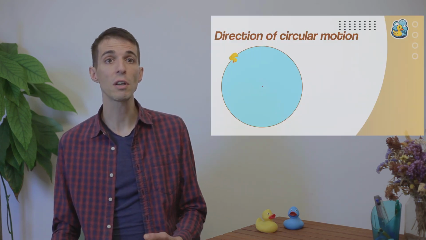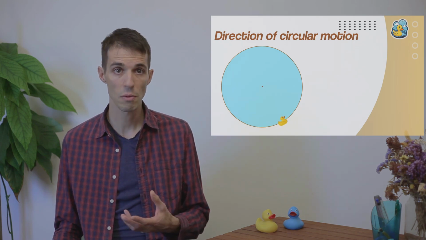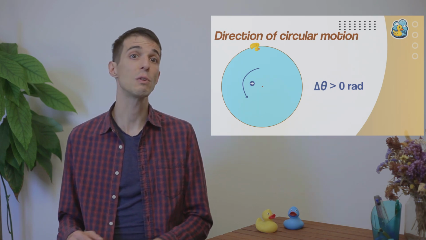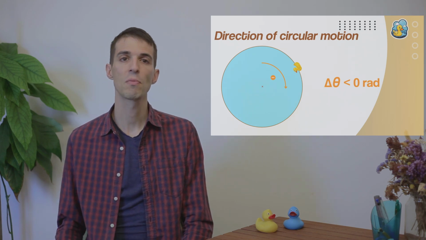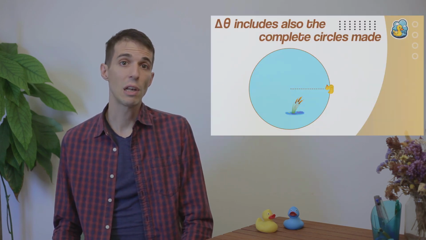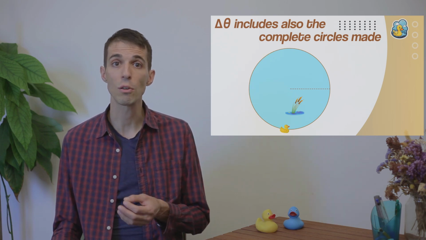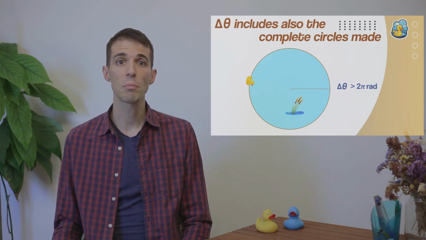Imagine our rubber duck swimming around the pond. If it swims counterclockwise, we call that a positive angular displacement. And if it swims clockwise, that's a negative angular displacement. And just like in real life, the duck can swim around the pond more than once. So angular displacement can be greater than 2 pi radians when the object makes more than one full loop. Or it can be more negative than -2 pi radians if it swims the other way.